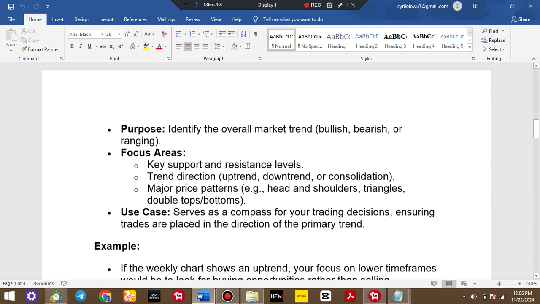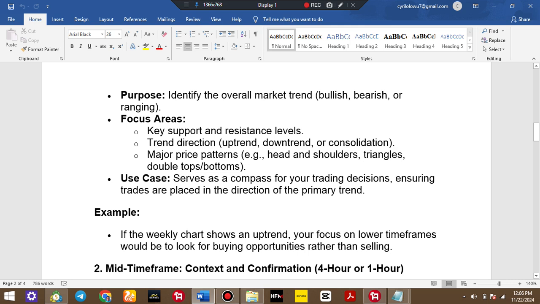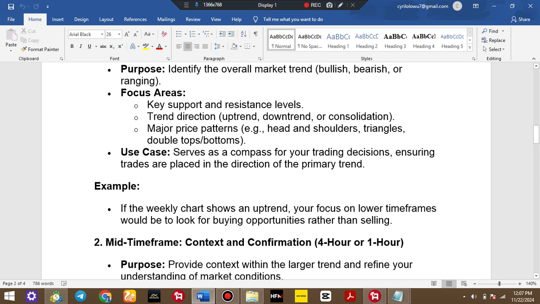So two, the second purpose is to identify the overall market trend. Either it's bullish or bearish, or probably the price is ranging. Then focus area. Areas you should focus on after understanding what price is doing are the key support and resistance levels. Trend direction: is the price going up, going down, or consolidating? Major price pattern. Are you the type that loves trading head and shoulders, double bottom, or whichever other pattern is in the market? This is where you start looking for this kind of pattern before you take your entry. Then last, use case.